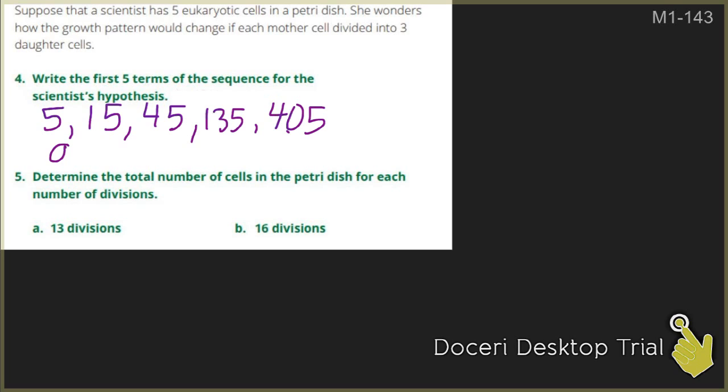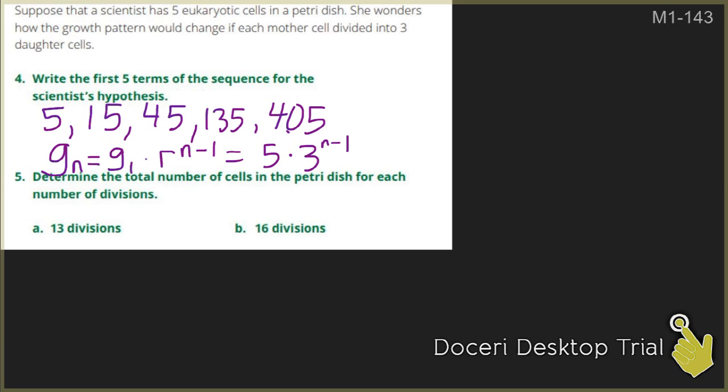We know it's going to be g to the n term. We know it has to be g1, the first term in the sequence, and then it's times r to the n minus 1. Okay. Well, we know the first term is 5. We know that our common ratio is 3, so let's fill those in. So we know that this is really 5 times 3 to the n minus 1.